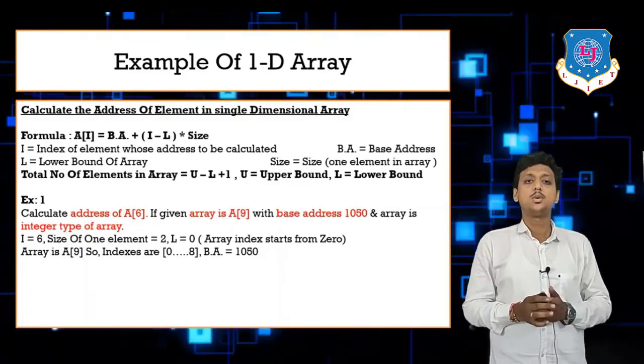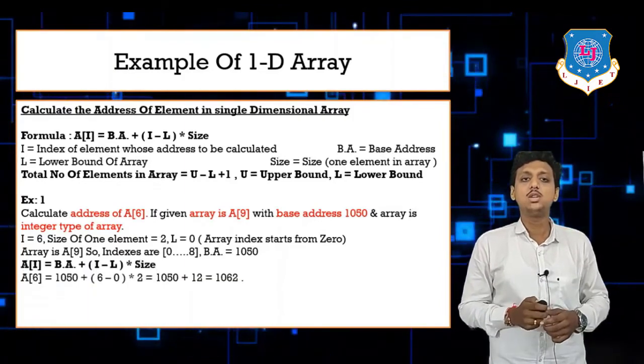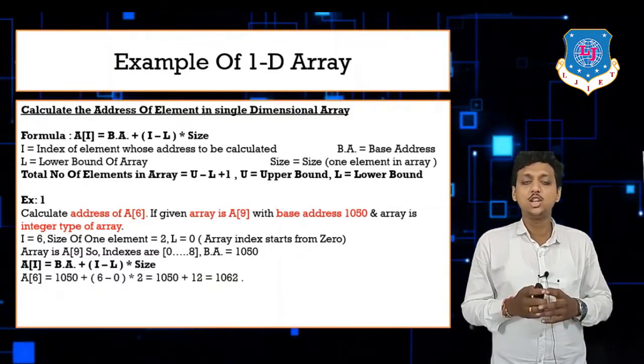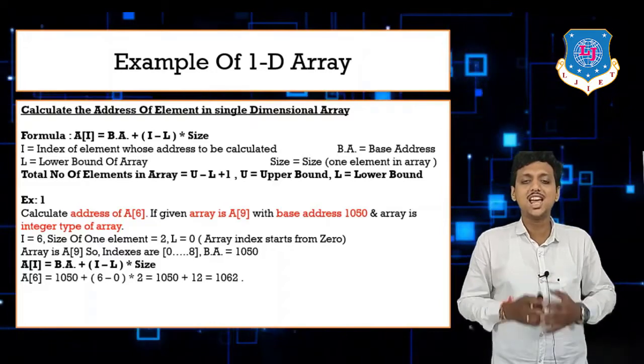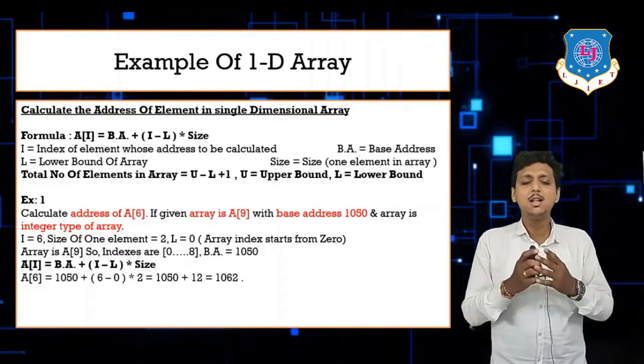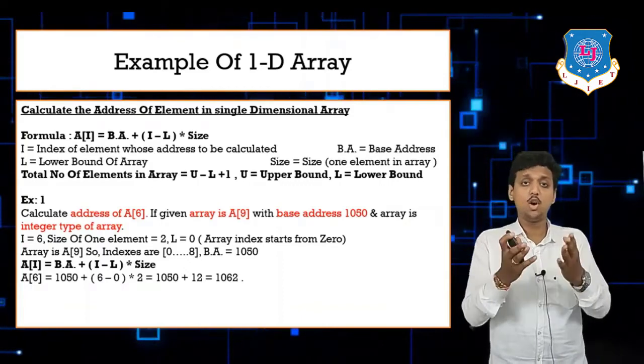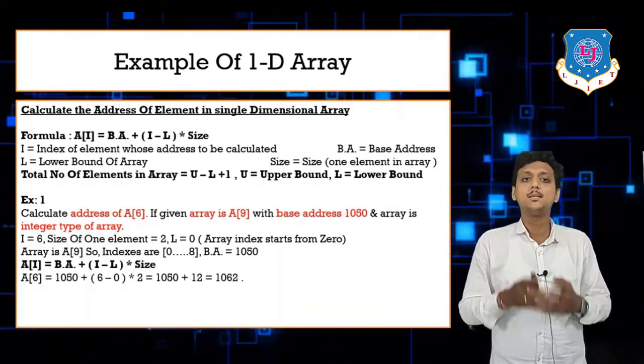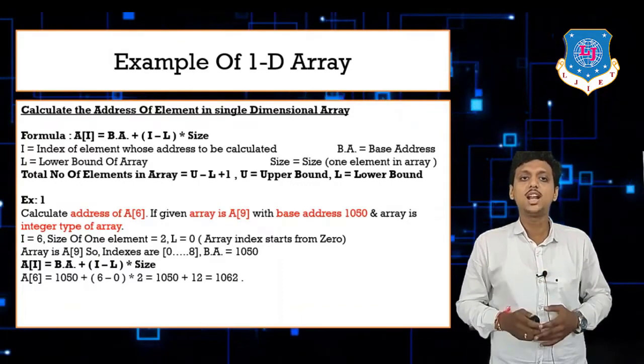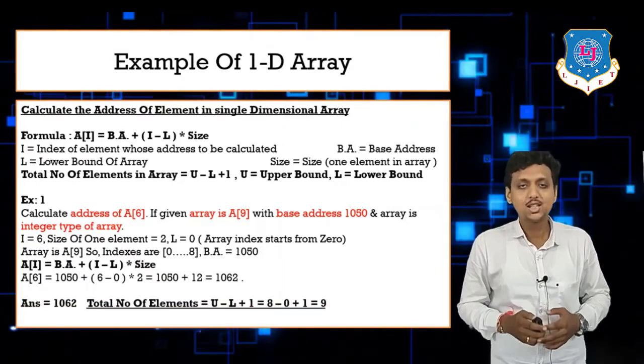Fine. So next, we put these values in the formula. The formula is A of I is equal to base address plus (I minus L) multiplied by size. Base address is 1000, I is 6, L is 0. Obviously the lower bound is 0. Then size is equal to 2. So our answer is 1062.